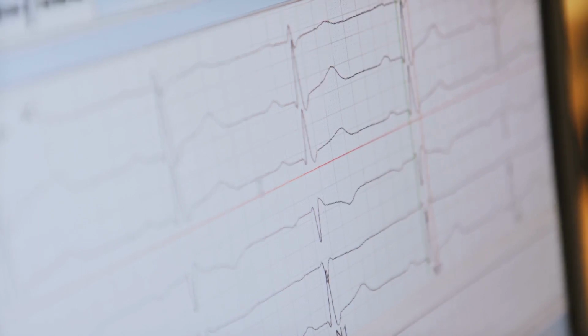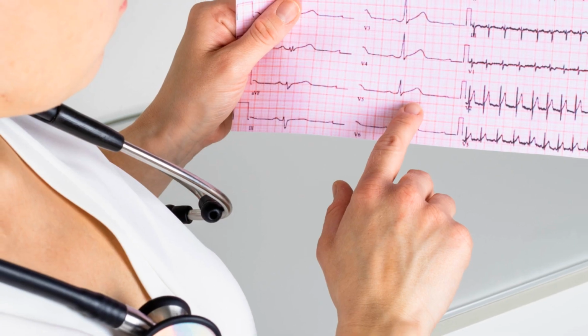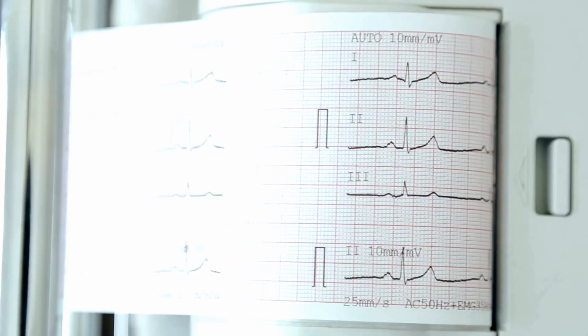Next, assess the P wave. It's the first small upward wave that signifies the start of the cardiac cycle. Is it present? Is it smooth, rounded, and upright? If yes, that's a good sign. If not, it might indicate an atrial problem.